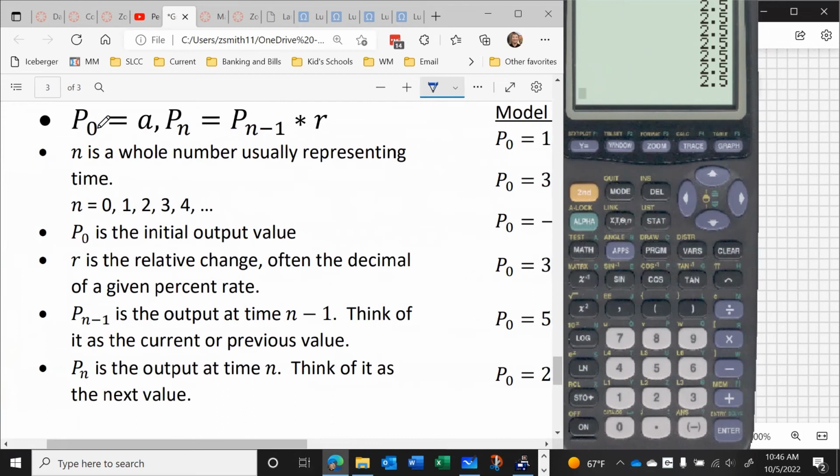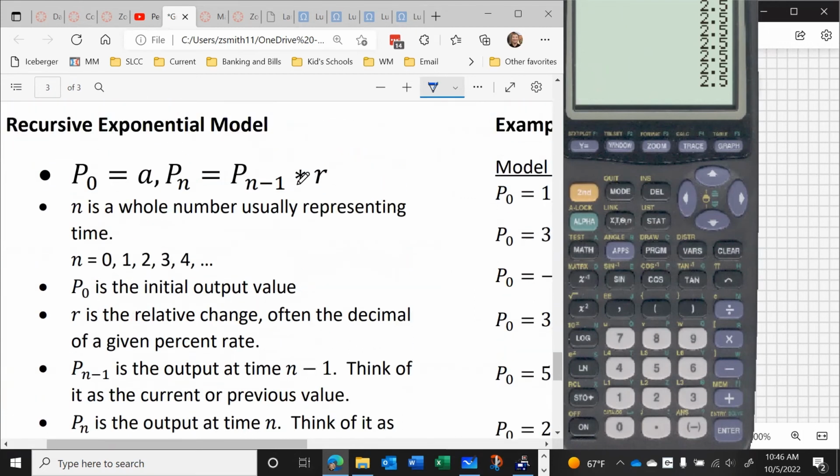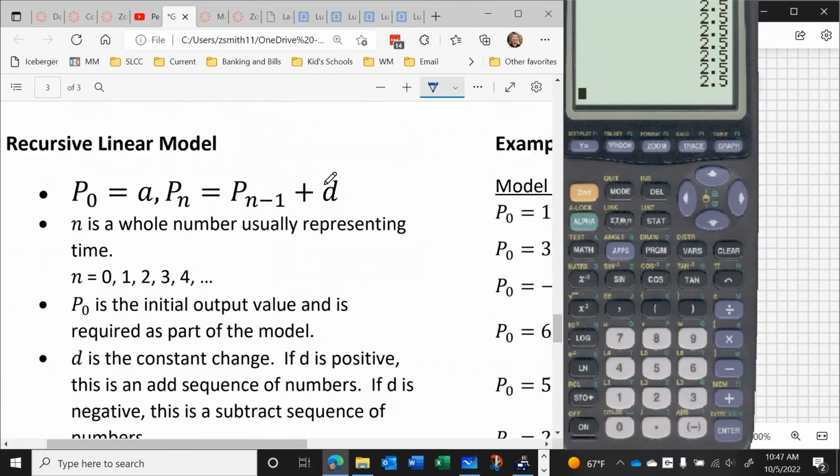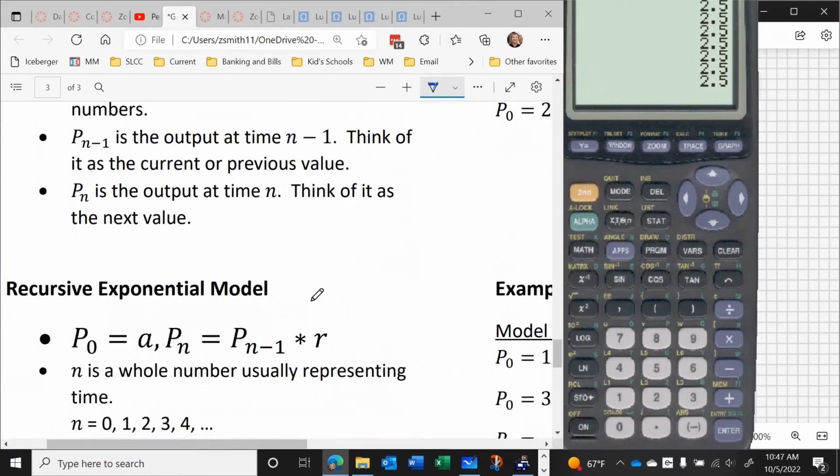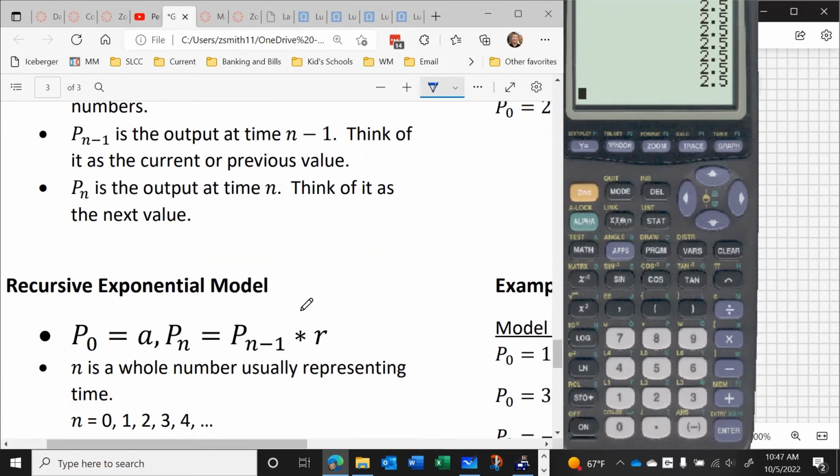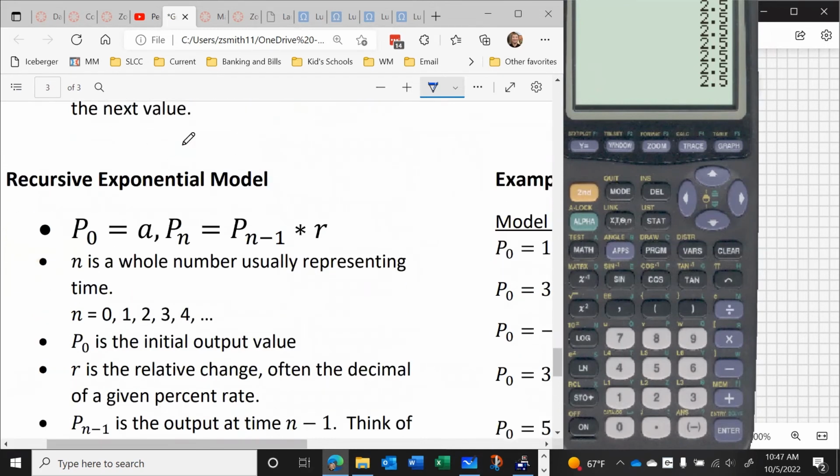This formula for exponential will be given. You can see it's a times pattern instead of an add pattern. Add pattern is a constant rate, a constant increase. Times pattern is a constant percent change, like it's increasing by 5%. If you're given a percent, unless it also says carrying capacity, you're dealing with exponential.